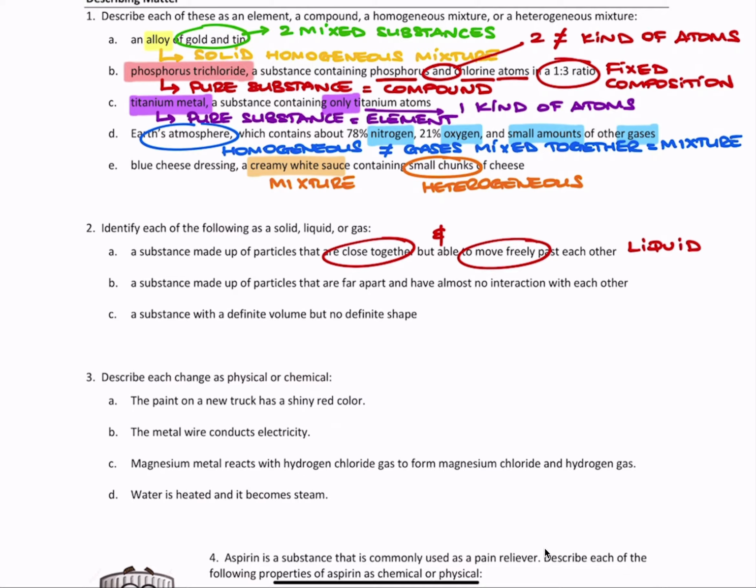B, a substance made up of particles that are far apart and have almost no interaction with each other. So far apart, no interaction. This is the definition of the gas state. C, a substance with a definite volume but no definite shape. Definite volume, no definite shape. This is the definition of, again, the liquid state.